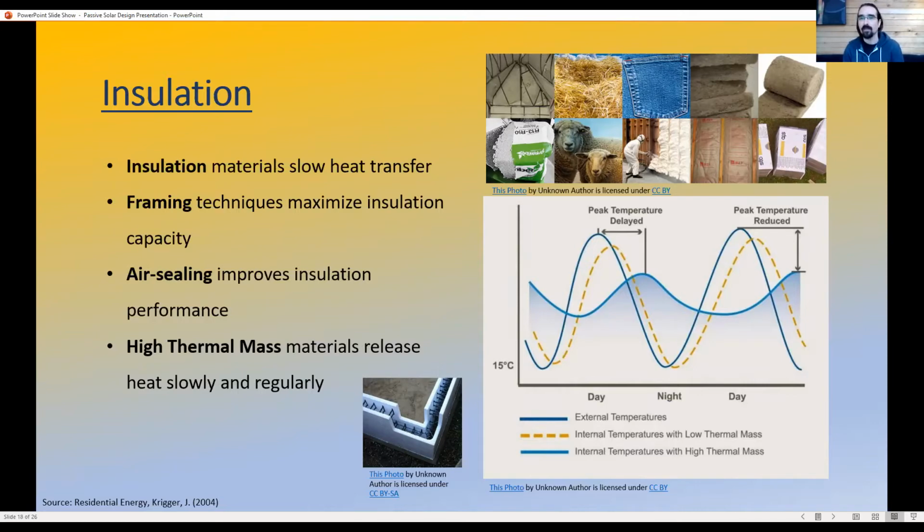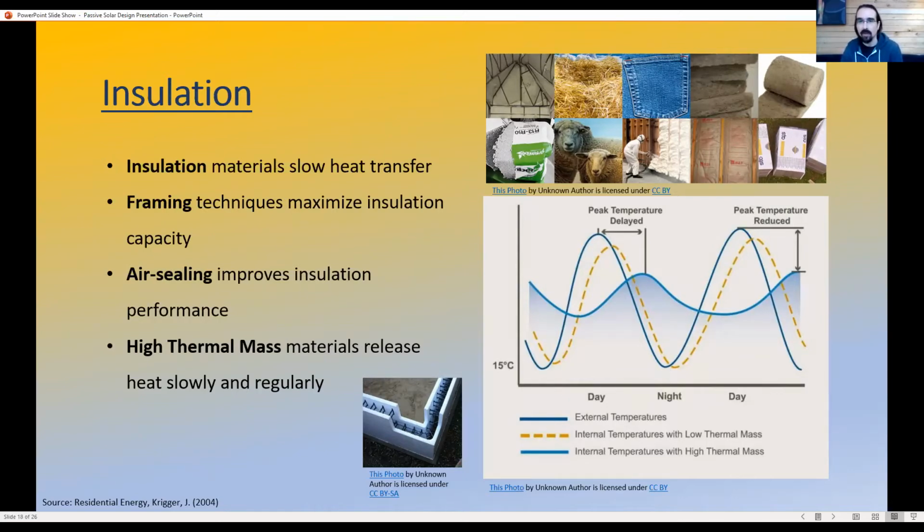Air sealing improves your insulation performance. The less air that's moving through your building assembly, the less air that's moving through the insulation material, the better it's able to capture and store heat. And a high thermal mass material will release that heat much more regularly.